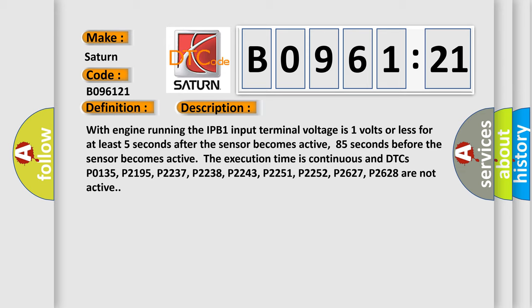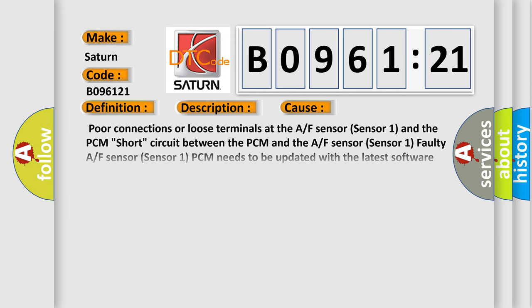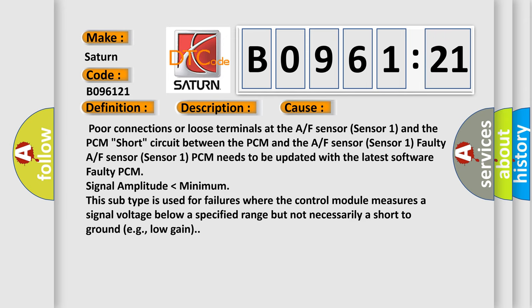This diagnostic error occurs most often in these cases: poor connections or loose terminals at the A or F sensor, sensor 1 and the PCM, short circuit between the PCM and the A or F sensor, sensor 1 faulty, A or F sensor, sensor 1, PCM needs to be updated with the latest software, faulty PCM. Signal amplitude lower than minimum: this subtype is used for failures where the control module measures a signal voltage below a specified range but not necessarily a short to ground, e.g., low gain.